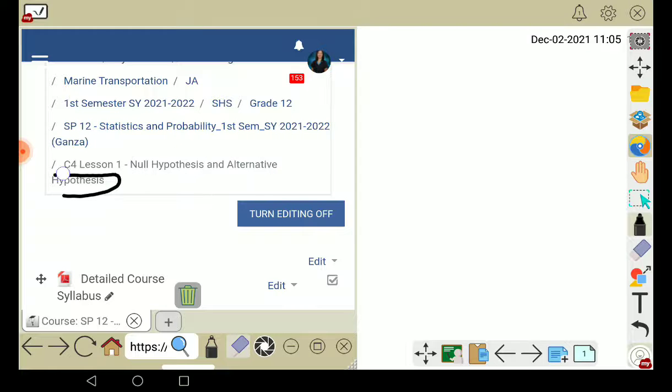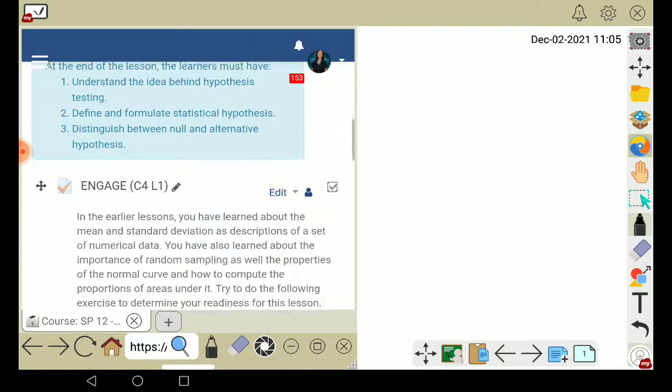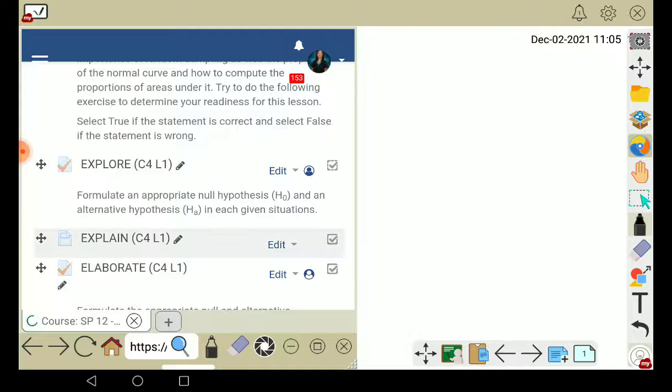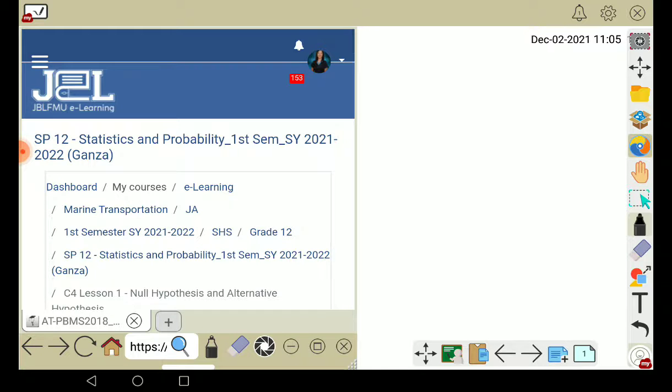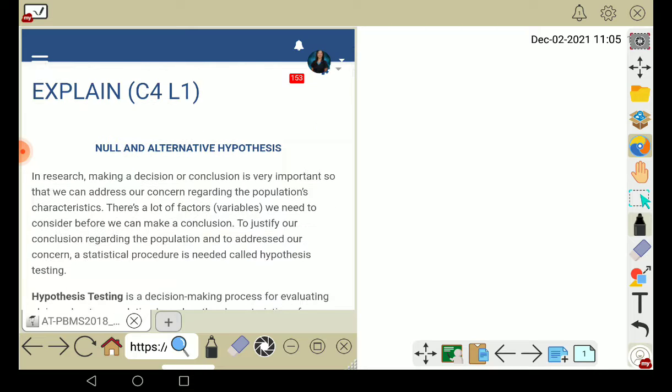Okay, so when we say null, from the word null, meaning there is no change that's going to happen. And when we say alternative, if there is a change, or it does not conform with the first statement, we call that the alternative hypothesis. Okay, so we will continue with lesson 1 of chapter 4, hypothesis testing, or testing of hypothesis. Okay, so let's open our discussion for lesson 4. Okay, so null and alternative hypothesis.